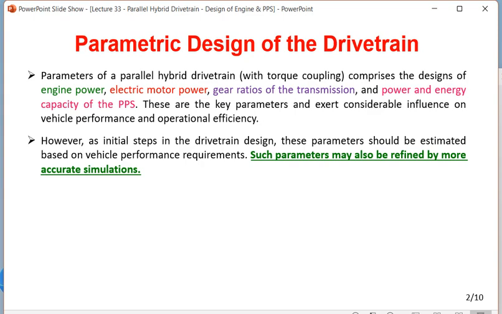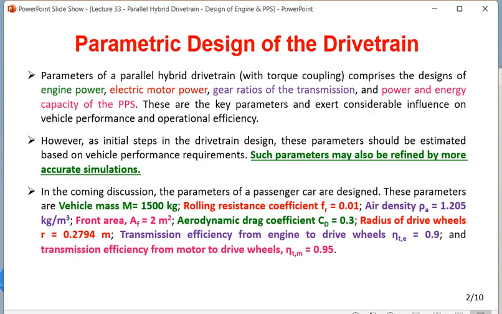Some cars which are very suitable for city driving may not be suitable for hill driving, because every drivetrain is different, keeping certain parameters in mind. Such parameters may also be refined by more accurate simulations. For our simulation results, which we are going to show in the next slides, there are certain graphs that we are going to explain. There are certain basic assumptions. So these are the basic assumptions.